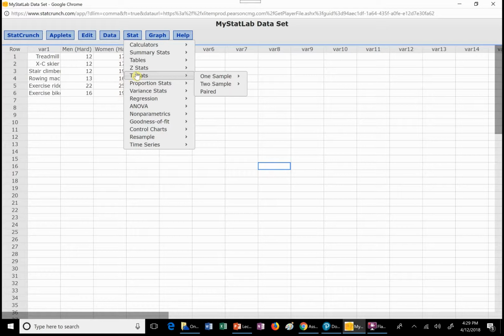Whenever we're doing anything paired, whether we're doing a hypothesis test or a confidence interval, I always use the same command. Stat, T-stats, paired.